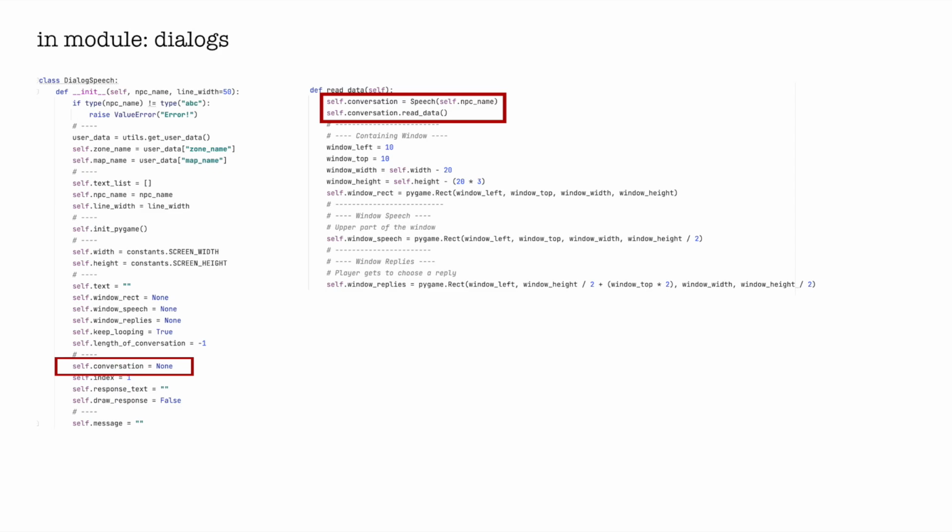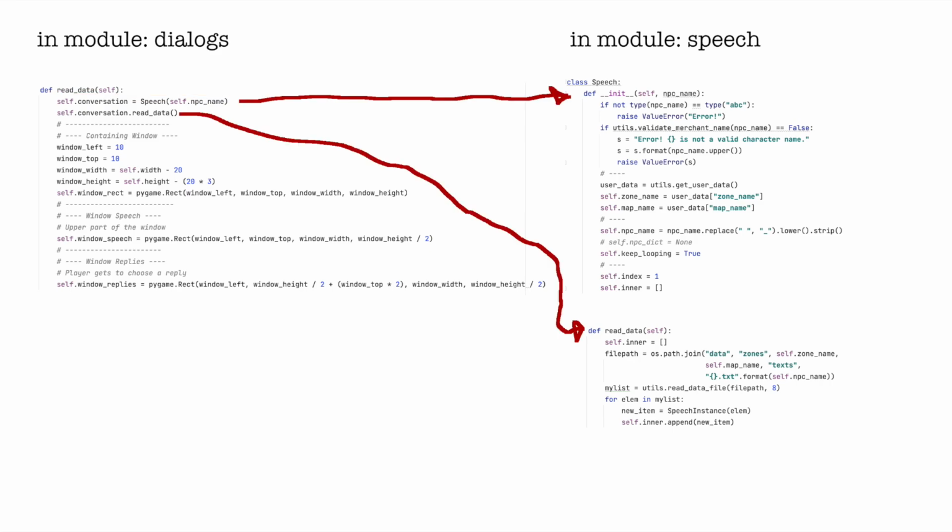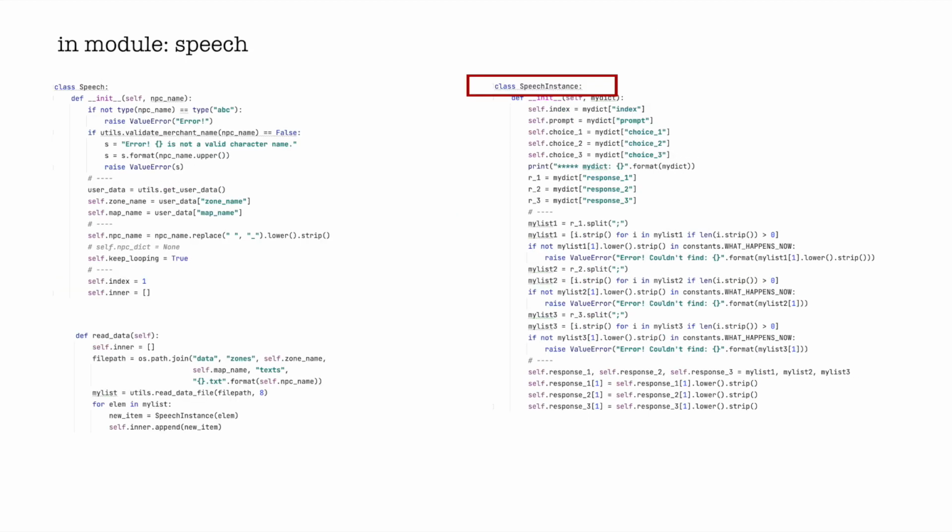Conversation equals speech, and then I'm handing it the NPC name and conversation read data. So let's go over to the speech class and take a look at that. I've put that code up on the screen there. The speech class is another brand new class, and this class depends on another class, speech instance.